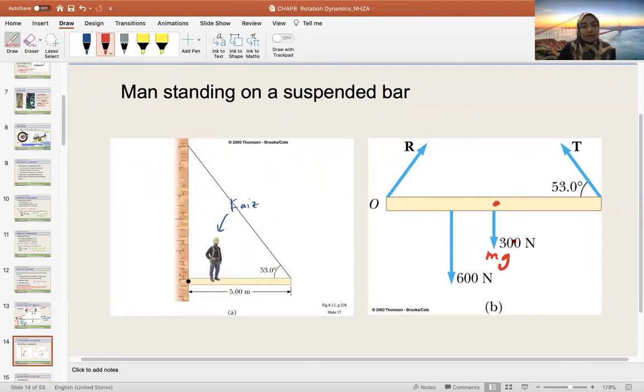And this beam has a load of 300 Newton. The weight, the weight, not load. The weight of this beam is 300 Newton. What time is it? Okay, 10 more minutes and then we break.